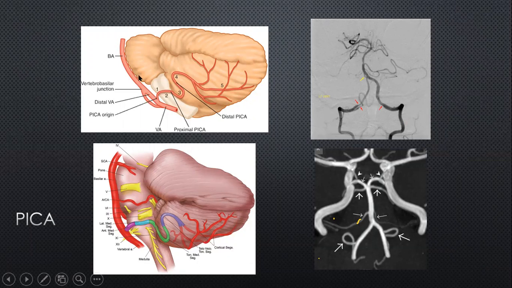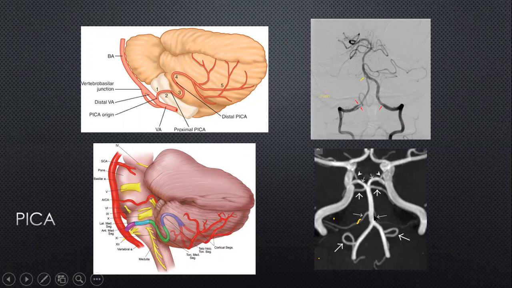The PICA, like other arteries of the cerebellum, is very much in hemodynamic balance. So the cerebellum itself is supplied not just from the PICA, as I've shown here, but also from the anterior inferior cerebellar artery or from the superior cerebellar artery. And the dominance of one vessel will lead to regression of the other vessel. So for example, over here, they are quite co-dominant on each side.